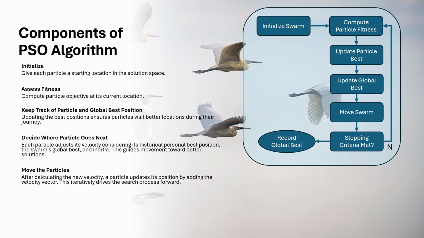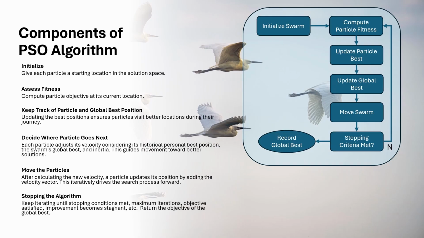Once we have the new velocity, we can then move these particles. So we're going to update the particle's position by adding the velocity vector. This iteratively drives the search process forward. Stopping conditions: we'll keep doing this until we've met some sort of a stopping condition, be it we've achieved maximum iterations, we have the objective satisfied, improvement becomes stagnant, and so forth. And finally, we're going to return the objective of the global best.